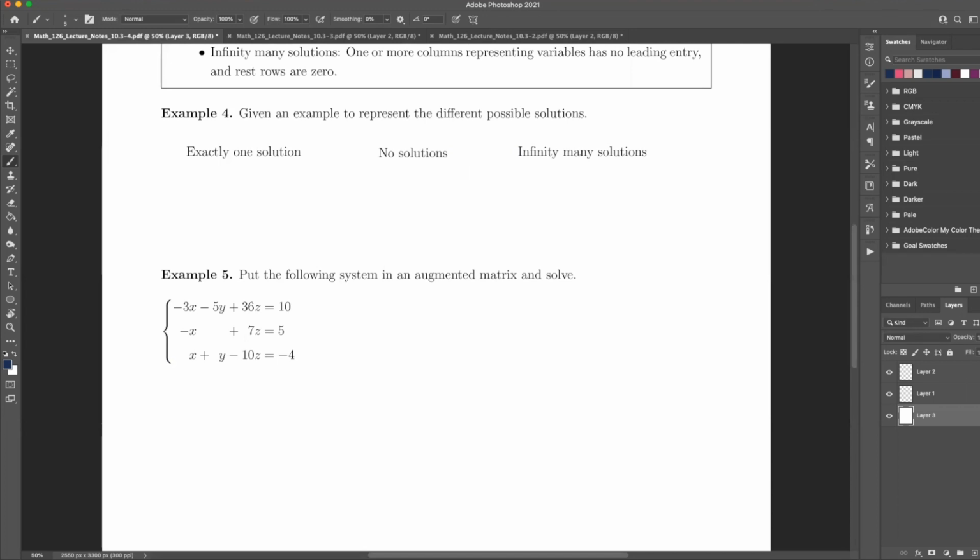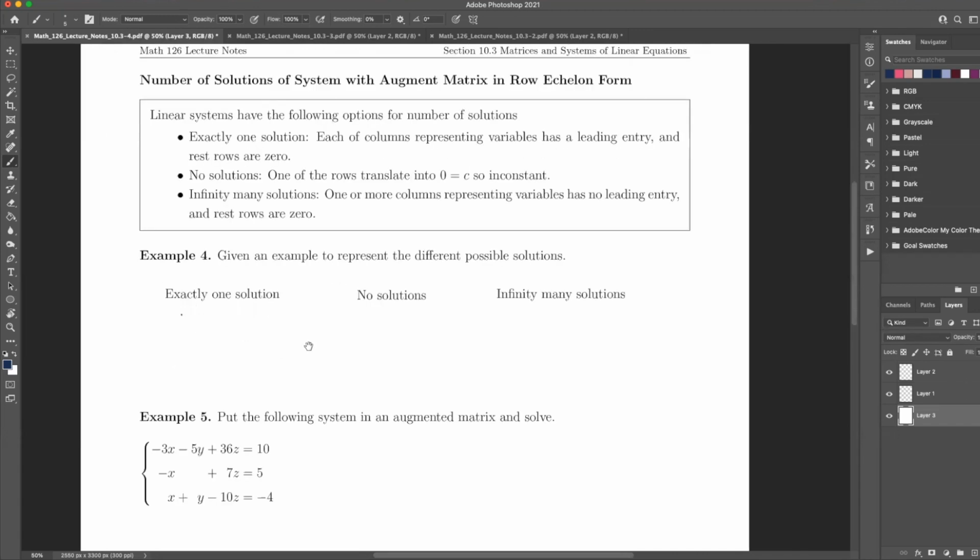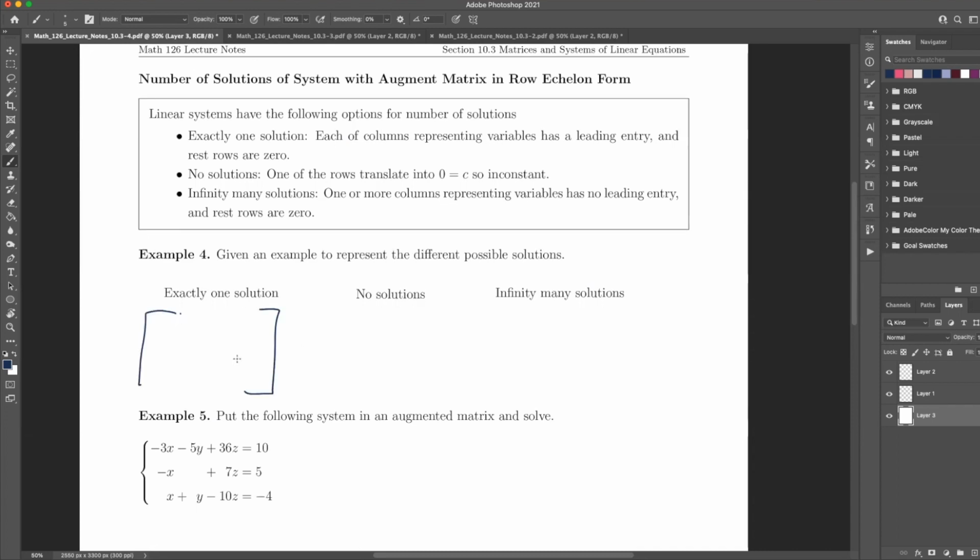Okay, so you have the same thing. Let me just give you an example and explain it. If it has exactly one solution, every column will have a leading entry. So every one of these columns will have a leading entry, and they correspond to some number. I'll just put little stars to represent some number.